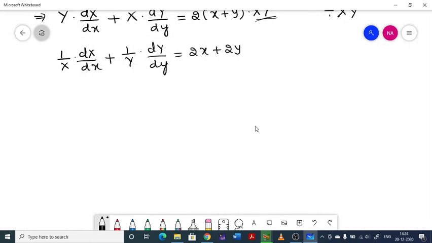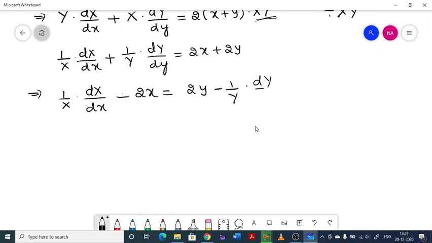Now collect all terms containing x on one side and terms containing y on the other side. So this implies you'll get 1 by capital X into d capital X by d small x minus 2x equal to 2y minus 1 by capital Y into d capital Y by d small y. Now we have separated the variables. Now you have to equate their common value to a constant, say k.